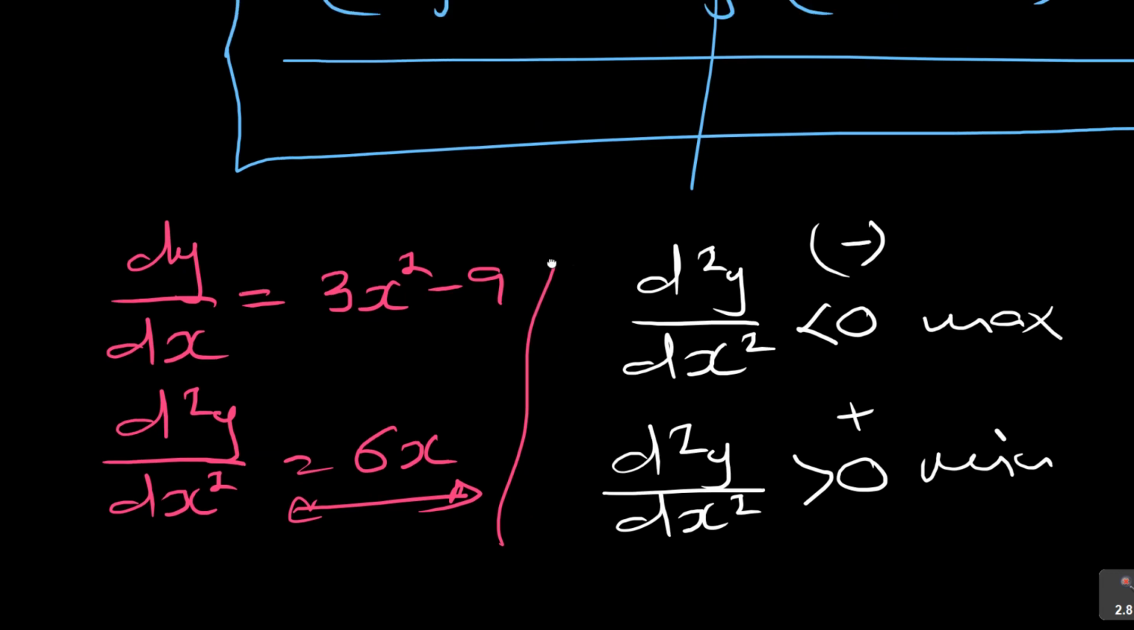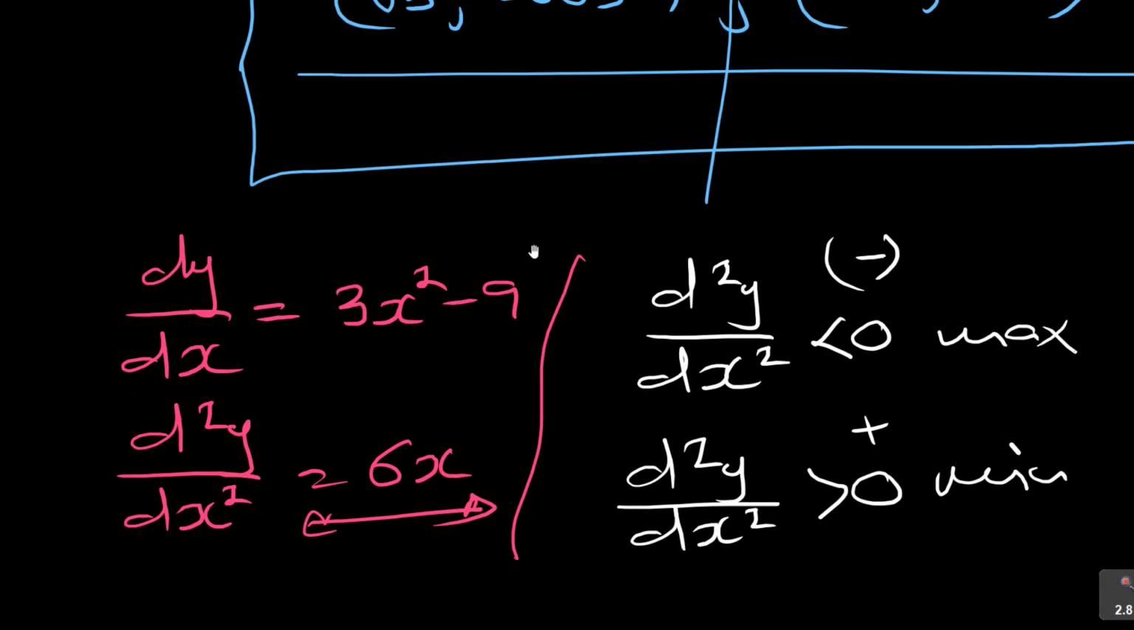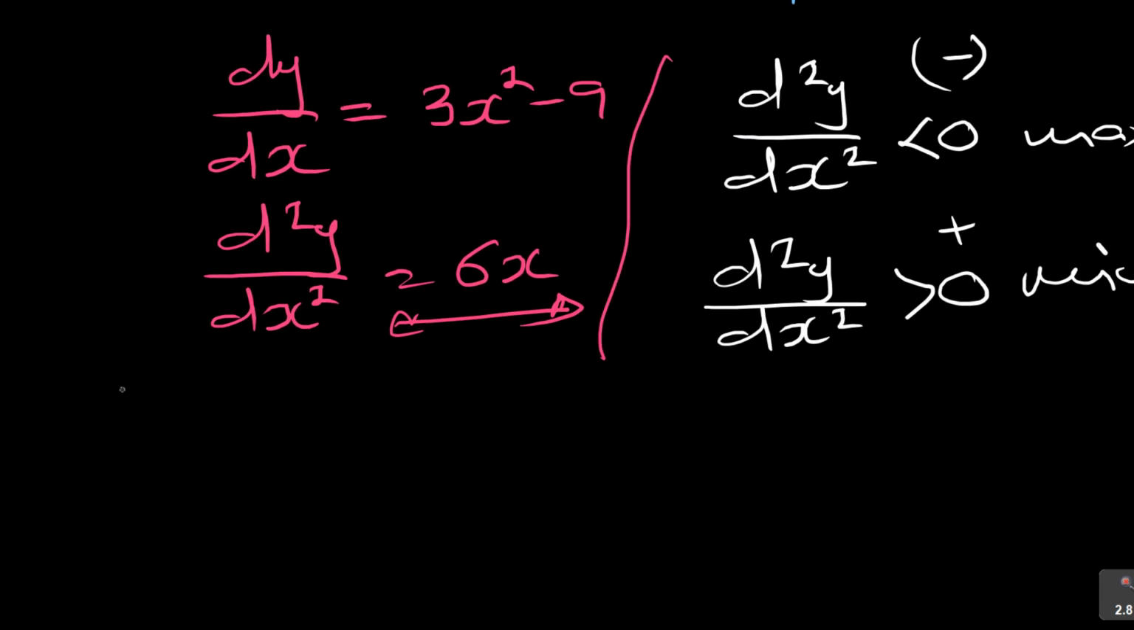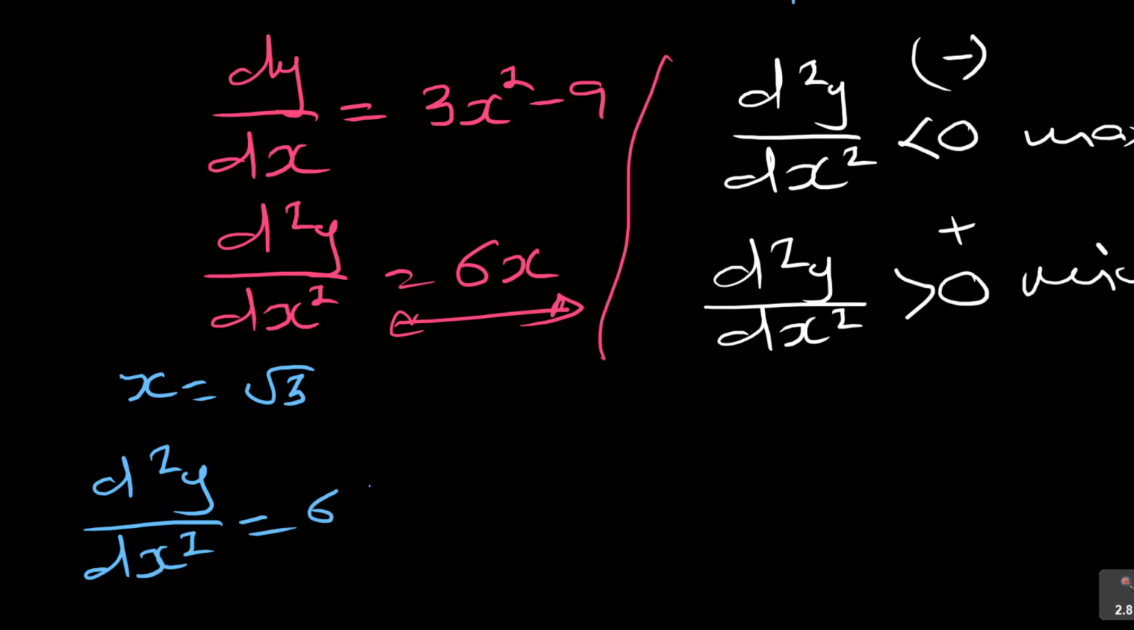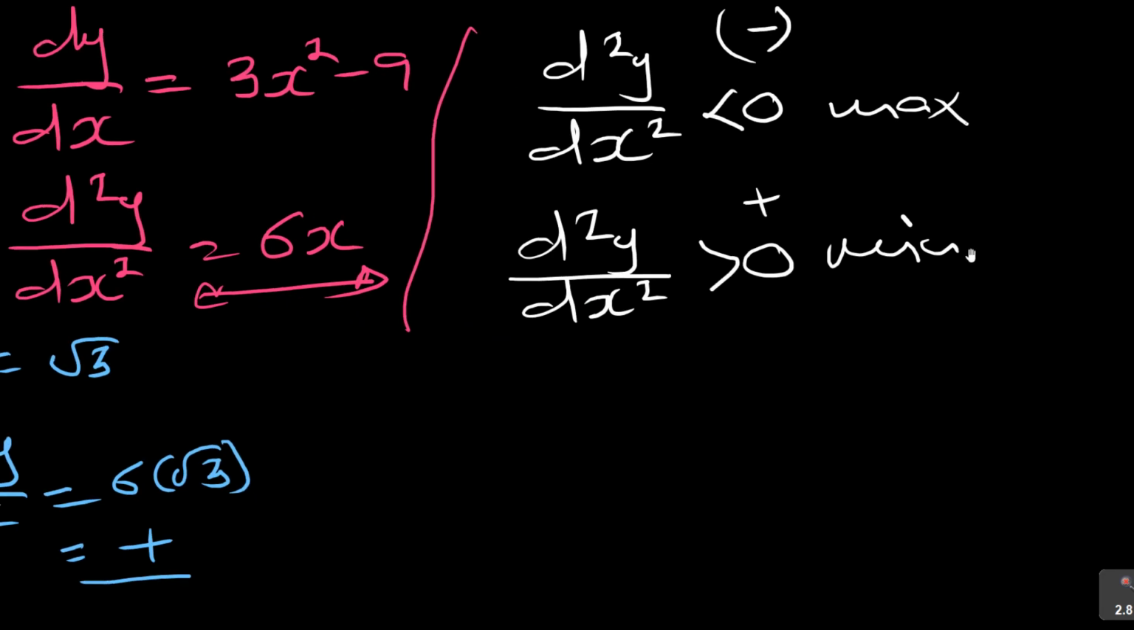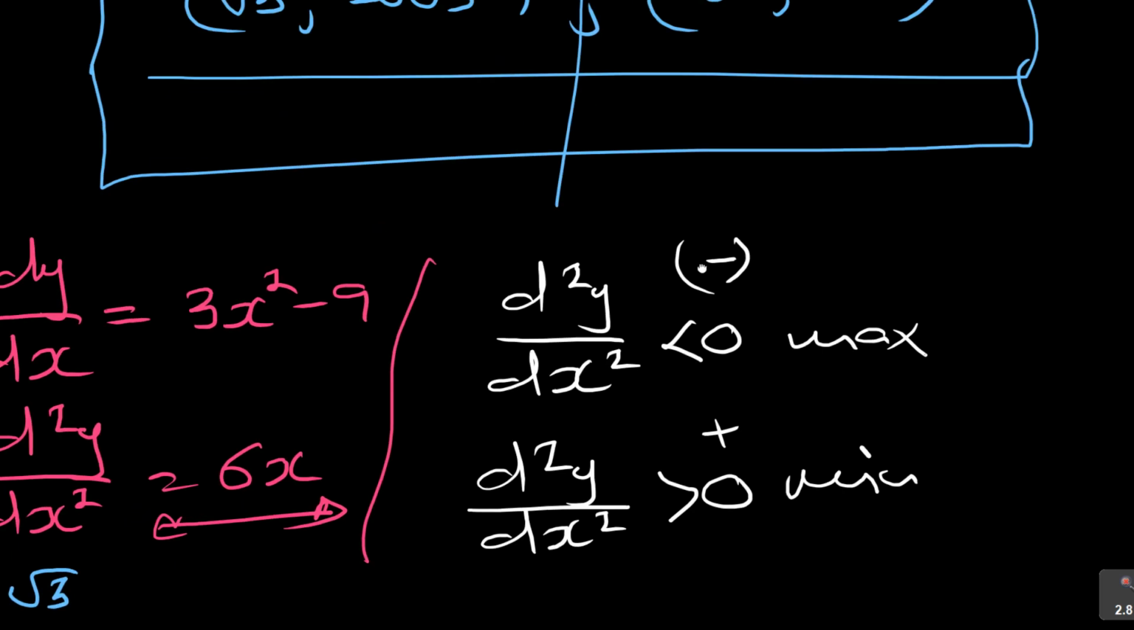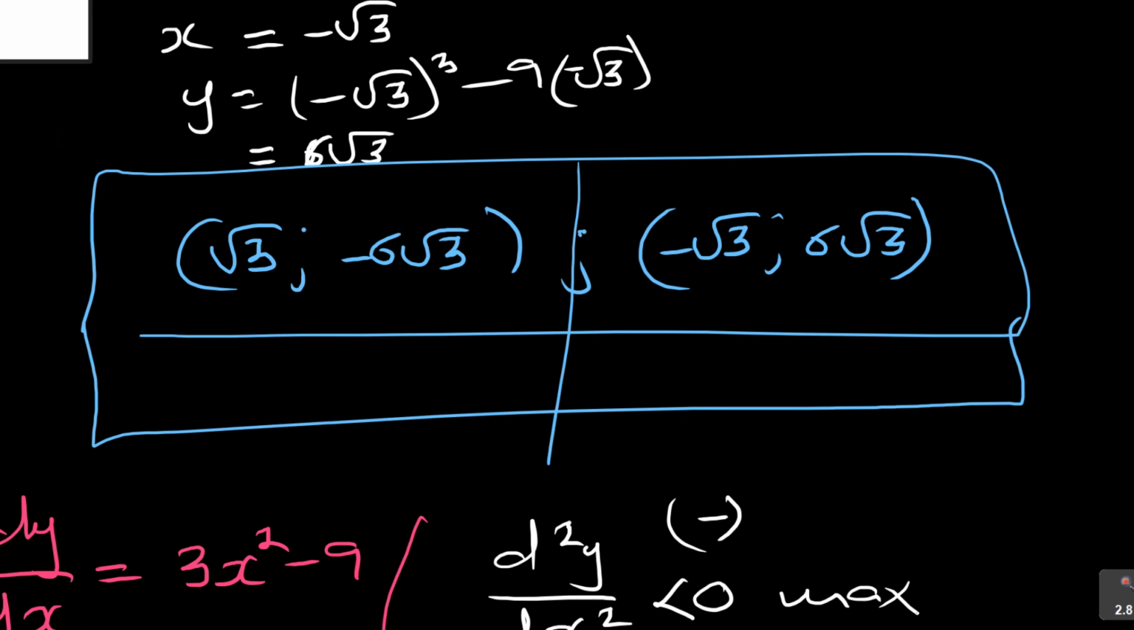So we're going to take this value and we take the coordinates, the x values. So the first one, remember, when x is equal to square root of 3, d squared y over dx squared is equal to 6 bracket square root of 3, and this is equal to positive. And you said when it's positive, greater than 0, it means a minimum. So when x is positive, this is a minimum point. Minimum.